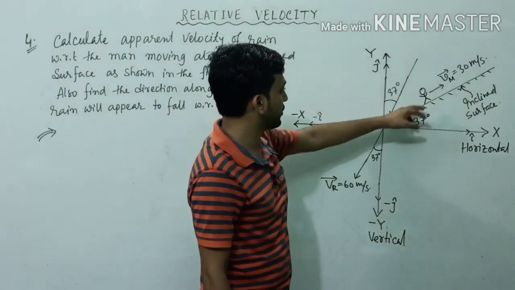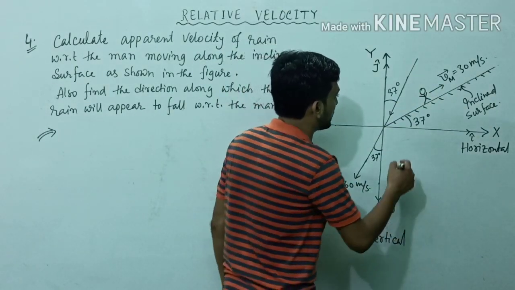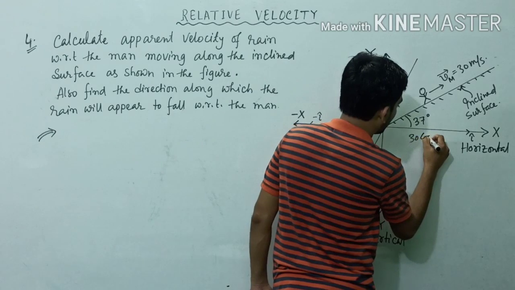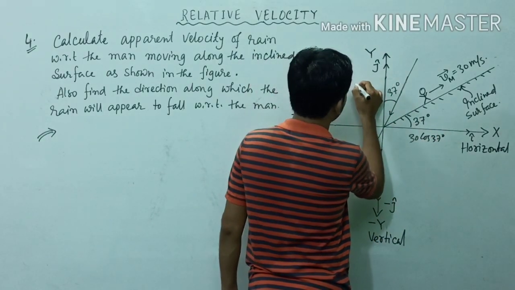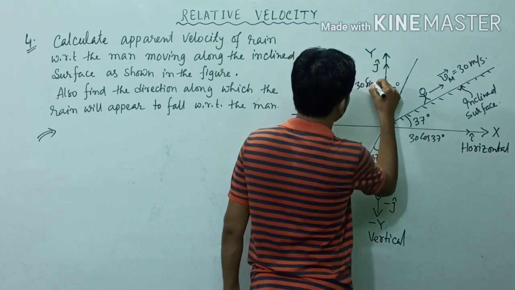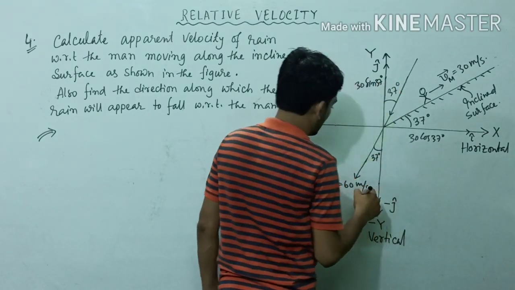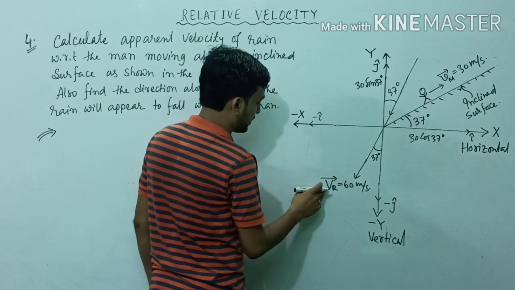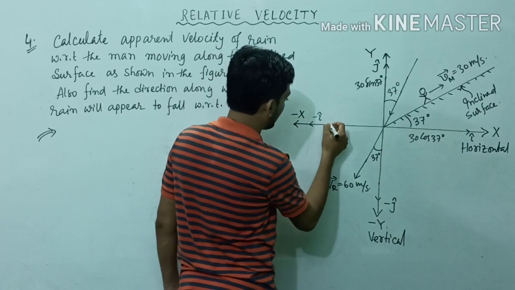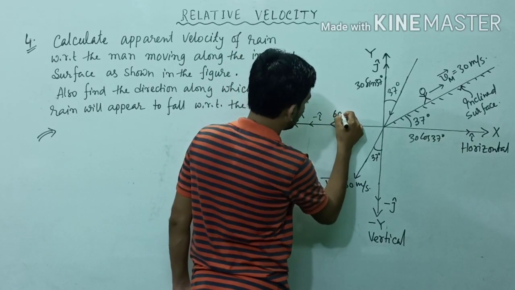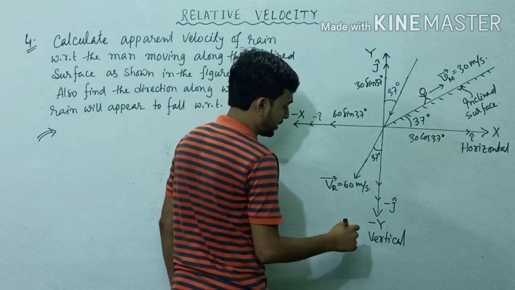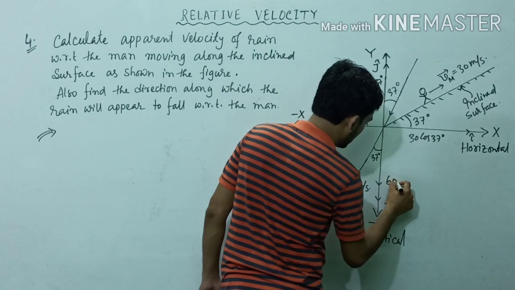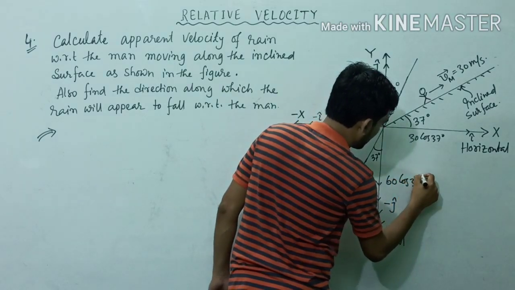So what will be the component of VM vector along x-axis? It will be 30 cos 37 degree, and that along positive y-axis will be 30 sin 37 degree. Similarly, the component of VR vector along negative x-axis will be 60 sin 37 degree, and that along negative y-axis will be 60 cos 37 degree.